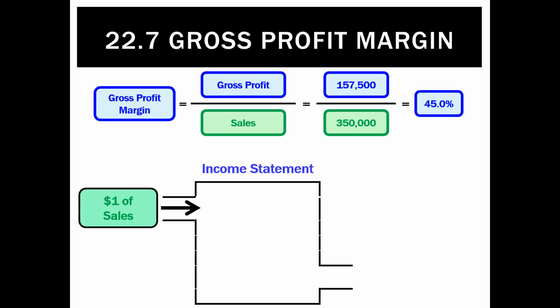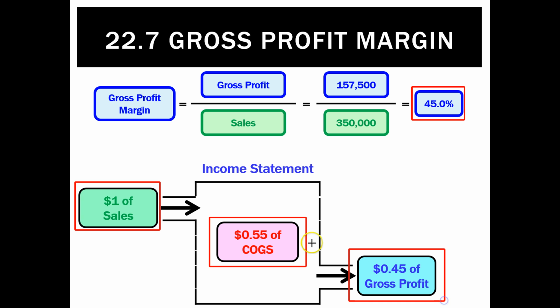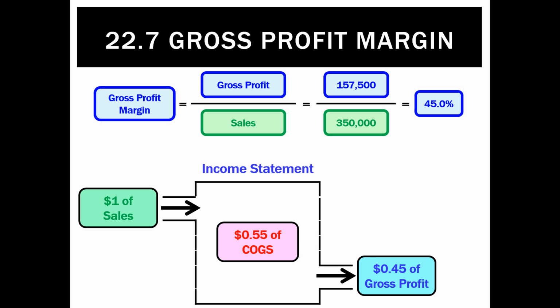So what does that mean? It means that for every dollar of sales that comes into the income statement, once we take out our cost of goods sold, that'll give us a gross profit of 45 cents. So I know the cost of goods sold must be 55 cents because the gross profit is 45% of sales. So that must mean if this was $1 and this was 45 cents, the cost of goods sold was 55 cents. So that's a good way of thinking of it.